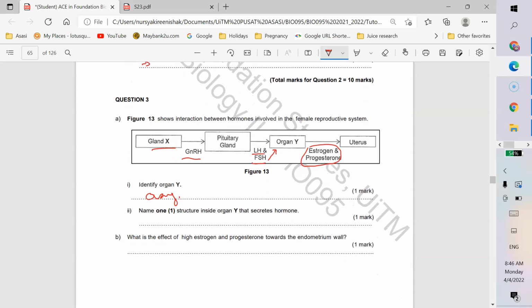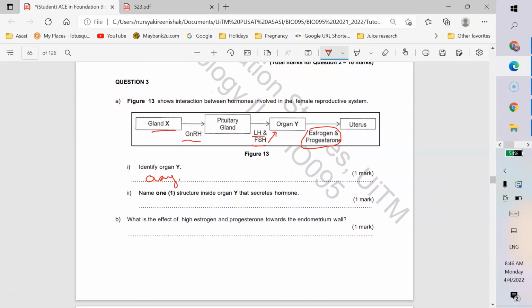Okay, so question 2, Nur Ain Kistina. Question 2. Name one structure inside organ Y that secretes hormone. Corpus luteum. Betul. Okay, corpus luteum produce the hormone yang paling banyak adalah progesterone lah kan, untuk maintain pregnancy. Okay, to maintain the endometrium, the thickening of endometrium lining. Other structure you can also include adalah follicles. Okay, follicles or follicular cells ataupun granulosa cells. Okay, so thank you Ain.